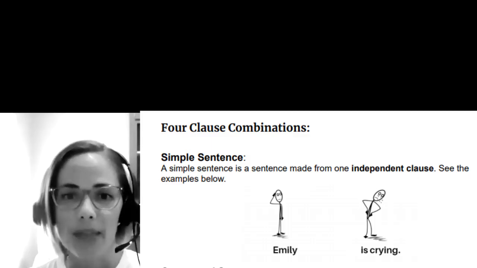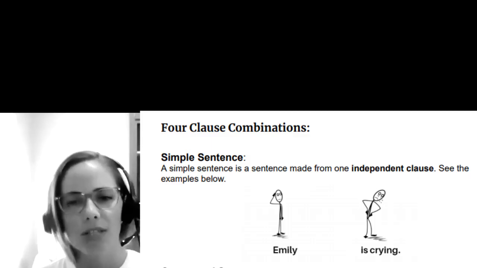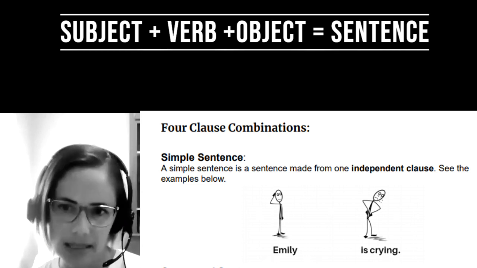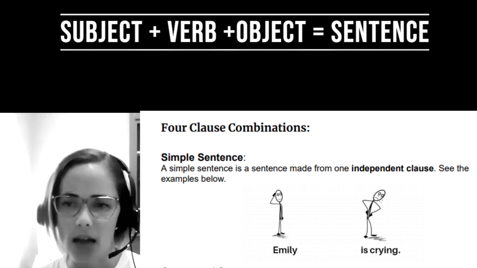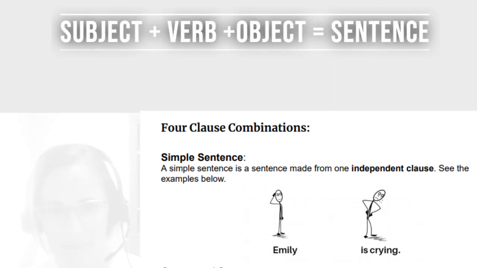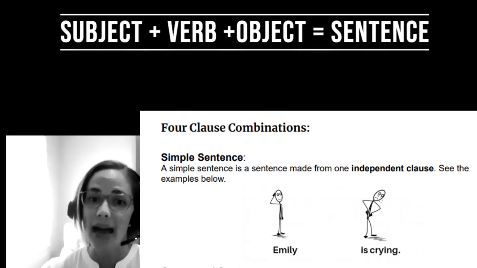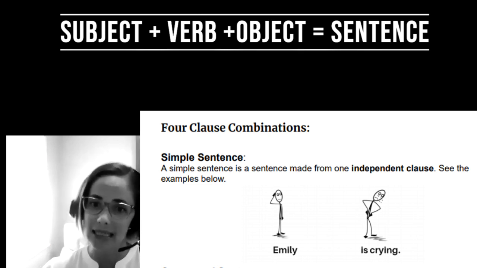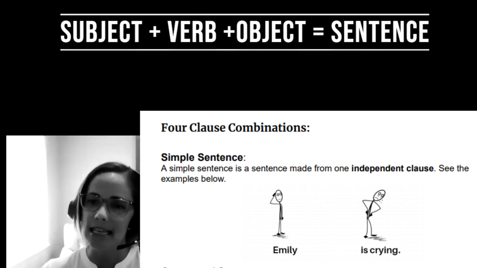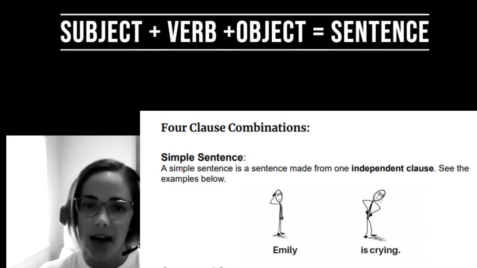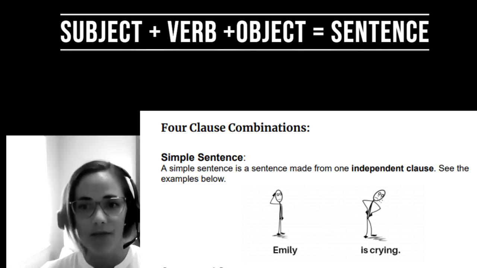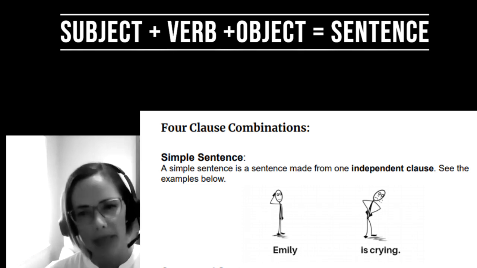To review, in my first video, I introduced the simple English sentence equation. It's subject plus verb plus object equals a sentence. This pattern creates the simple sentence. The simple sentence is made up of an independent clause. An independent clause contains a subject and a verb and expresses a complete idea.